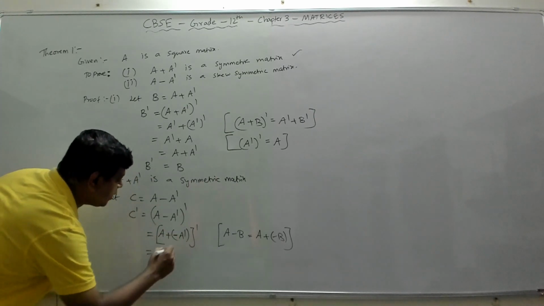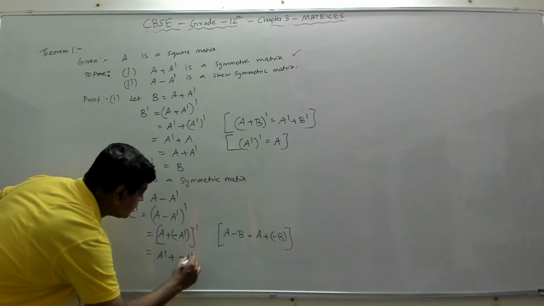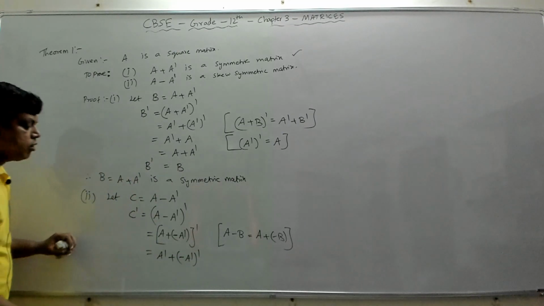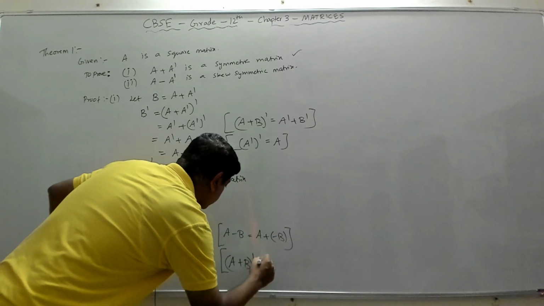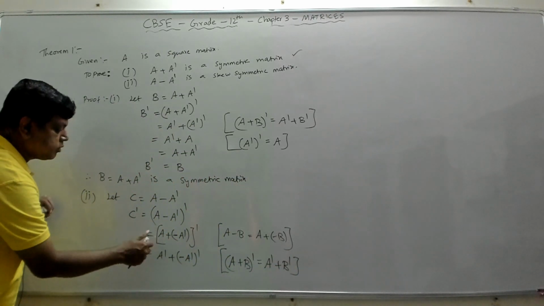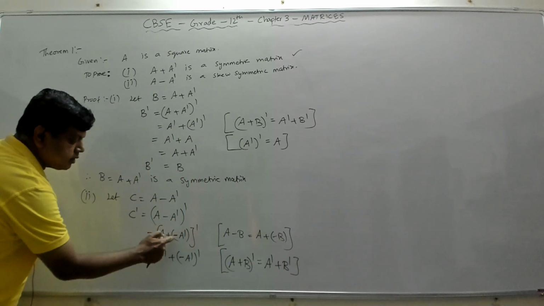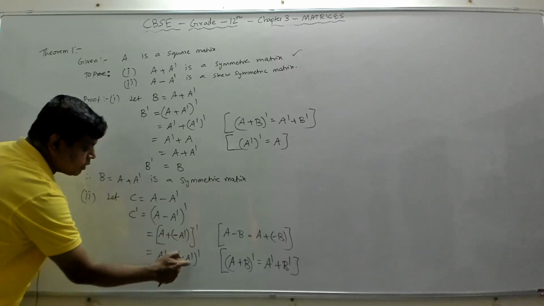Now A plus B the whole transpose is A transpose plus B transpose, where B is minus A transpose, the whole transpose. So the property we have applied here is A plus B the whole transpose equal to A transpose plus B transpose. Look, this looks like A plus B, and this entire thing is B. A plus B the whole transpose is A transpose plus minus A transpose the whole transpose.